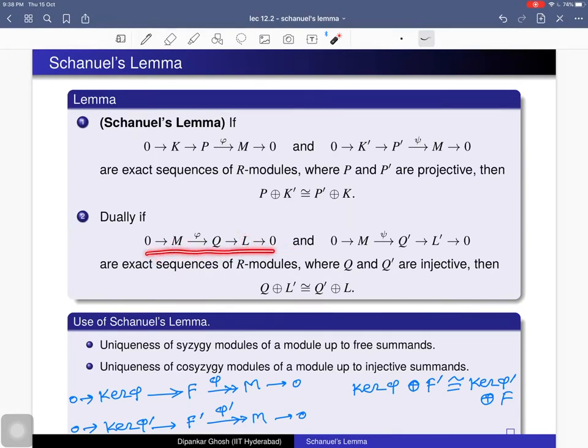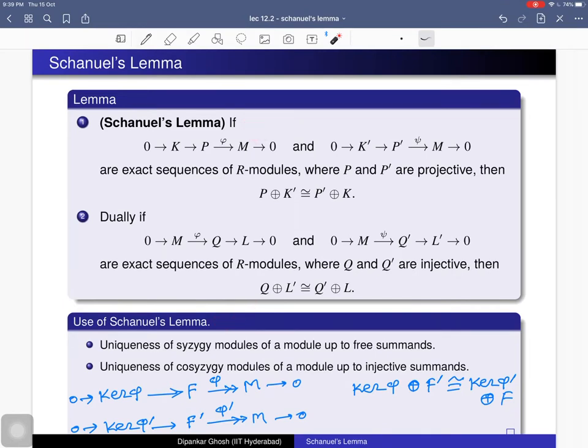So you have short exact sequences like this, where M is a fixed R module, and Q and Q prime both are injective R modules. In this situation, this lemma says that we have an isomorphism like this: Q direct sum L prime is isomorphic to Q prime direct sum L. So let's see how we can use this lemma.